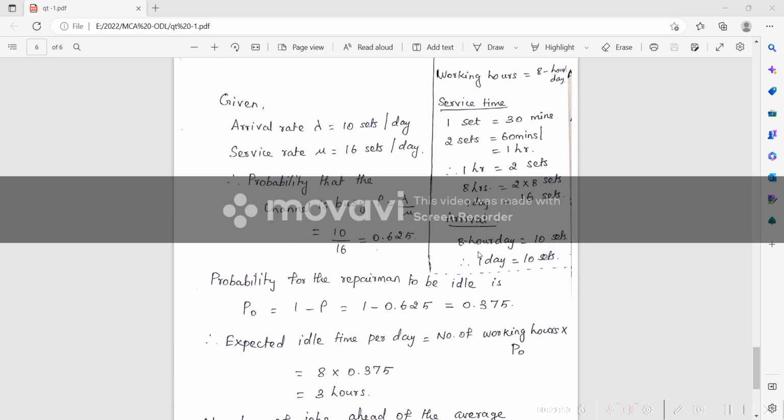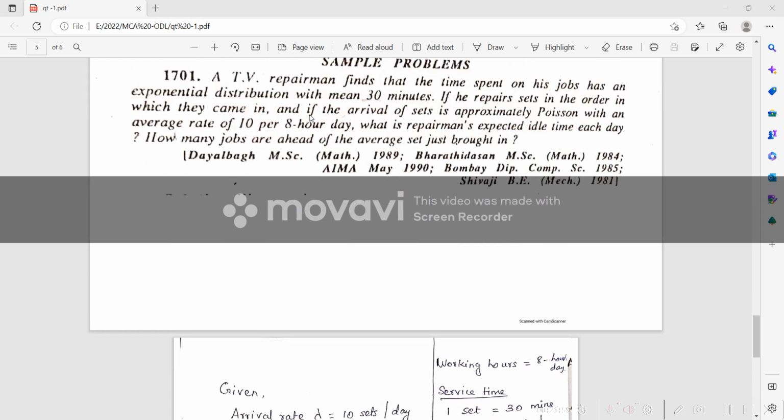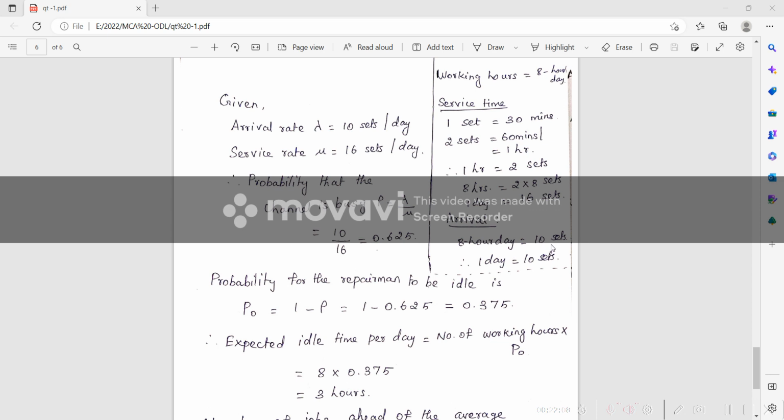Okay, and then we have to concentrate on arrival. It is given in an 8 hour day, that is his working day. How many are arriving? 10 sets are arriving. So in an 8 hour day, 10 sets arrive. An 8 hour day is nothing but one working day. So in one day 10 sets arrive. Now this arrival is in day, similarly service is also in day. So both terms are converted into the same unit, namely day. This is very, very important. Both must be in the same unit.